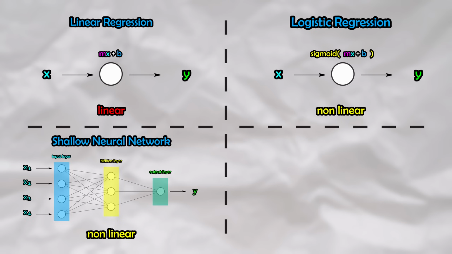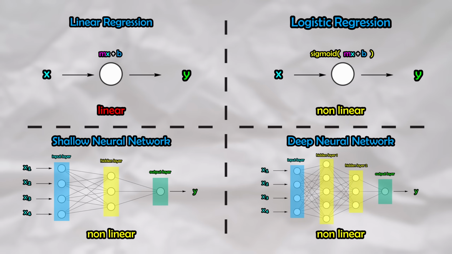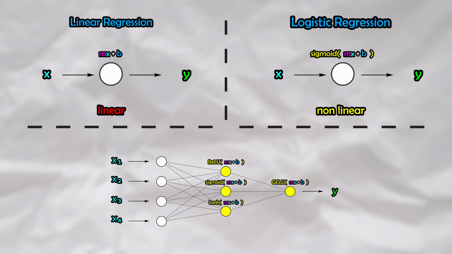Once you add in a single layer, you've got a shallow neural network, and once you add in multiple hidden layers, you've got a deep neural network. These deeper networks can employ multiple different activation functions, even within the same network. Hopefully you're now starting to see that neural networks aren't so intimidating after all.